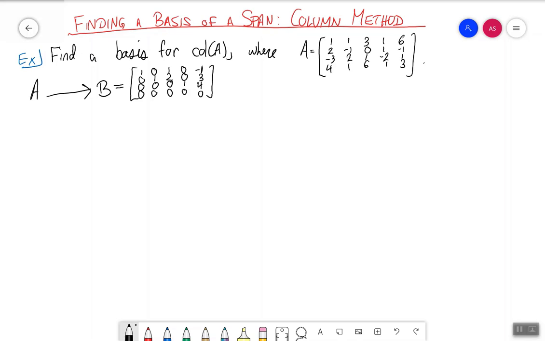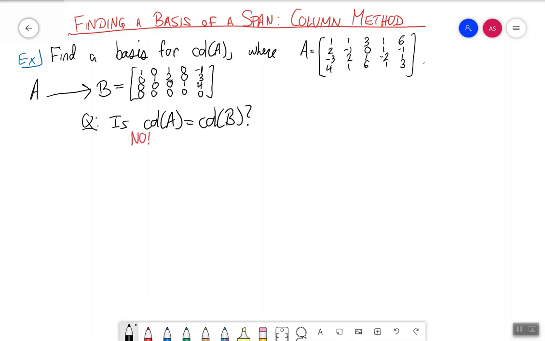Quick question. Is the column space of A equal to the column space of B? Think about that for a moment. Pause the video, and when you've decided on your answer, come back. Okay, now that you're back, the answer is no.